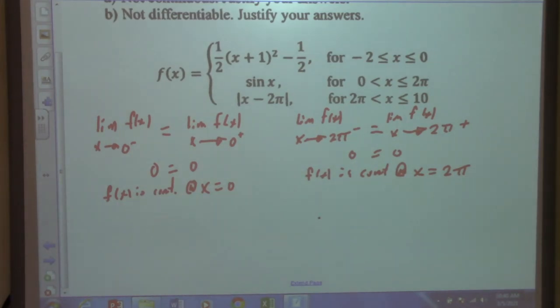Okay, you ready to start looking at this? Now we're going to test for differentiability. I'm going to do the same thing here: the limit as x approaches 0 from the left side of f prime of x equals the limit as x approaches 0 from the right side of f prime of x.